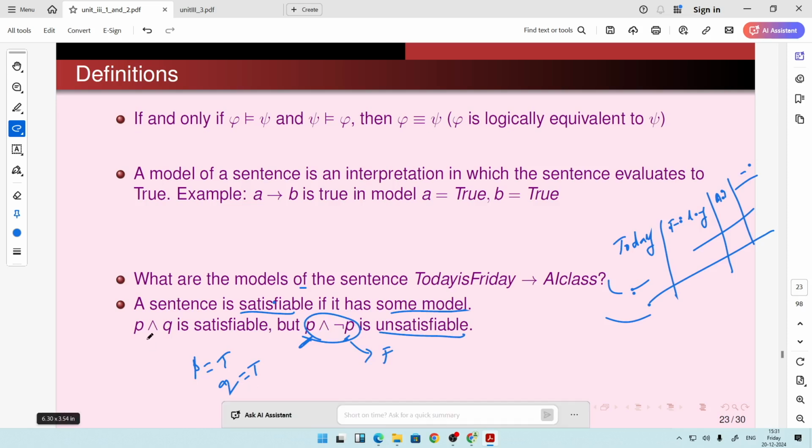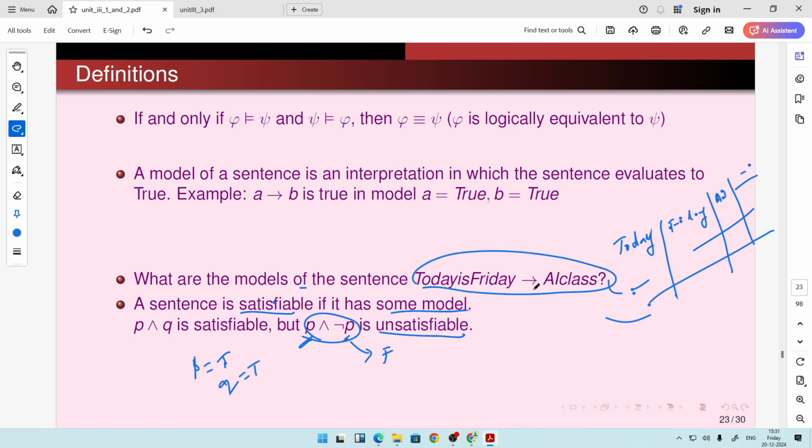Say, for example, P and Q is satisfiable when P is equal to true and Q is equal to true. Okay. So, for this question we will try it out again, and we will discuss more about this in the next class.